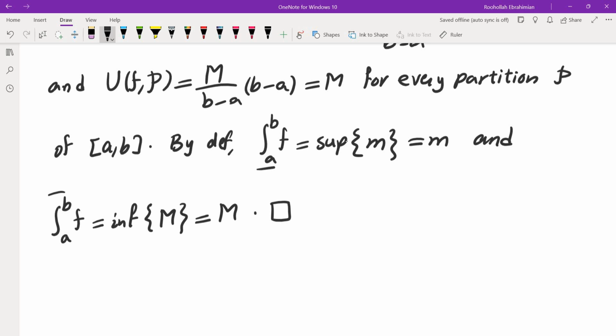So in other words, lower integral and upper integral have really no other relation except that lower integral is always smaller than or equal to the upper integral.